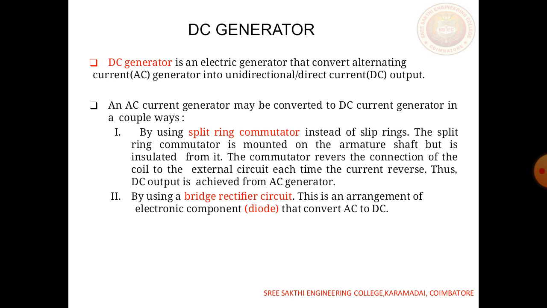This is one form of circuit consisting of a DC generator. Another way of converting AC to DC is using a bridge rectifier circuit. As we all know, a diode acts as a rectifier, converting AC current to DC current. Either you can have a construction difference with split rings, or a construction difference with a bridge rectifier circuit.